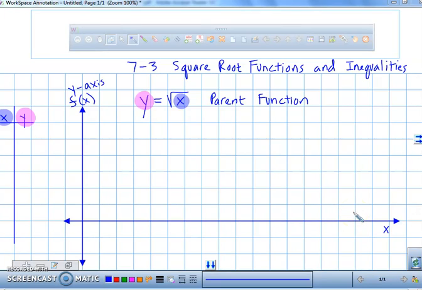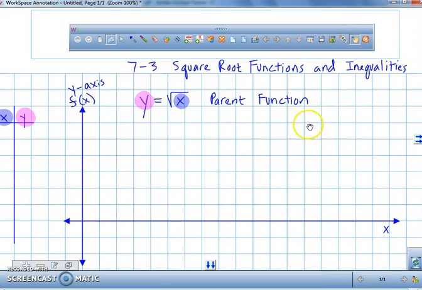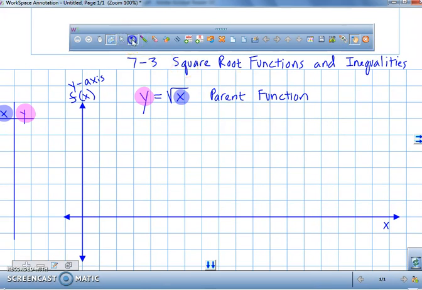Everybody, we're in Chapter 7, Section 3, dealing with square root functions and inequalities. We're going to start with the parent function for all square root functions, which is y equals the square root of x. We're going to make that graph right here on this paper, but we're only going to plug in perfect squares for x. We're going to plug in a 0 for x.